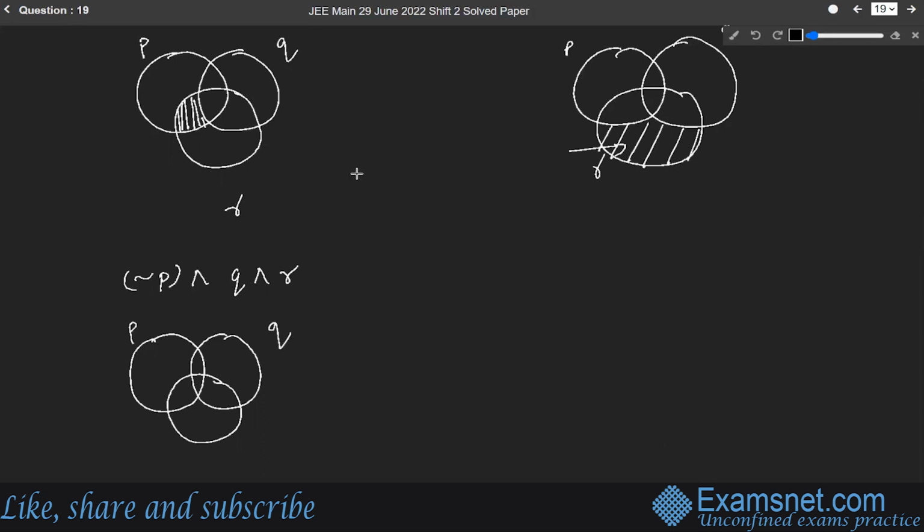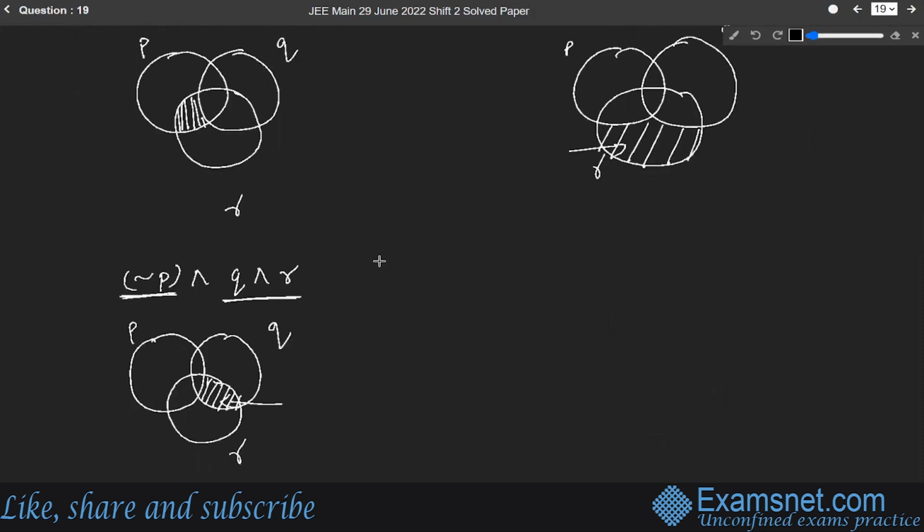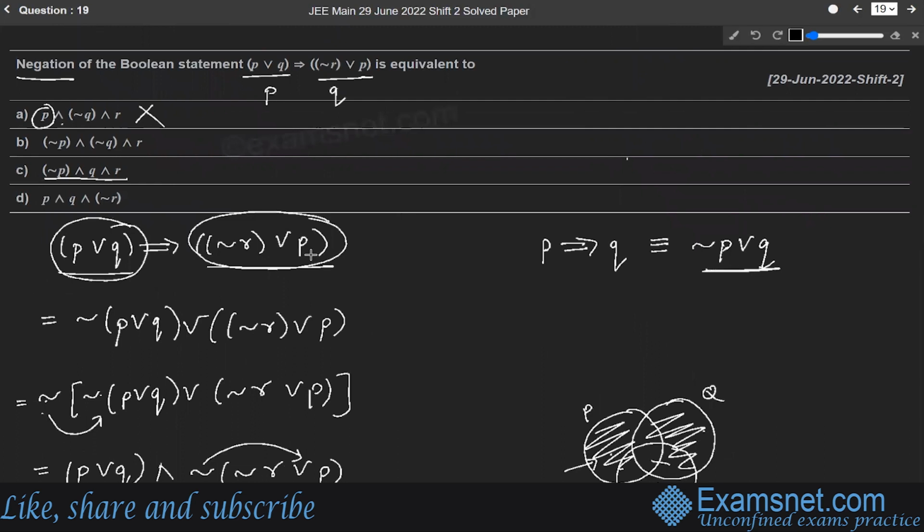This is P, Q and R. We do not want to include P because there is negation of P. Negation means we do not want to include that part. But you can see that there is no negation in Q and R. It means that we want the common area for Q and R. What is the common area for Q and R? This is the common area for Q and R. So this is the same Venn diagram that is representing the condition which we have solved. You can see that this is the Venn diagram we want and it is matching with option C. So for this question, the correct option is option C, right?